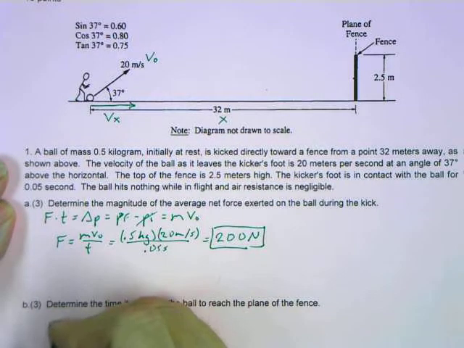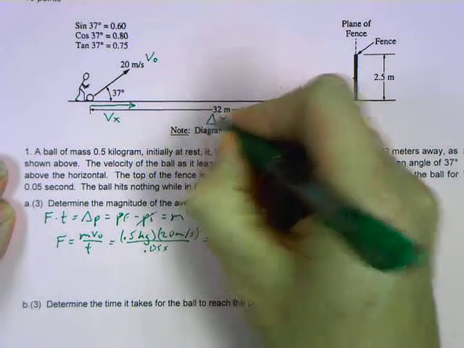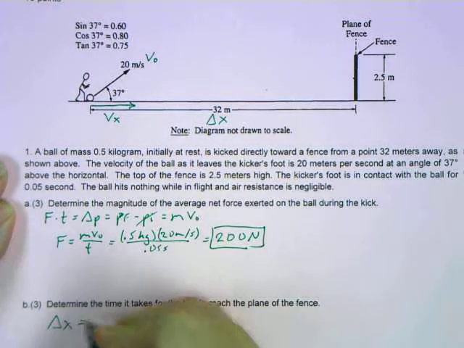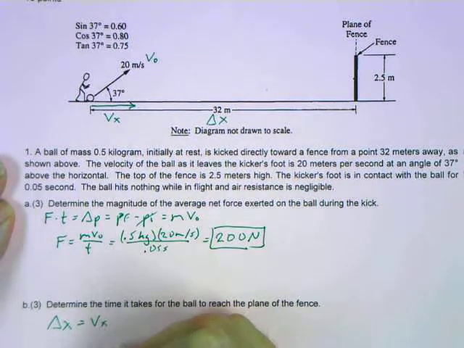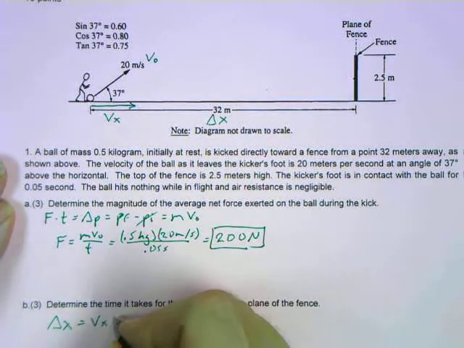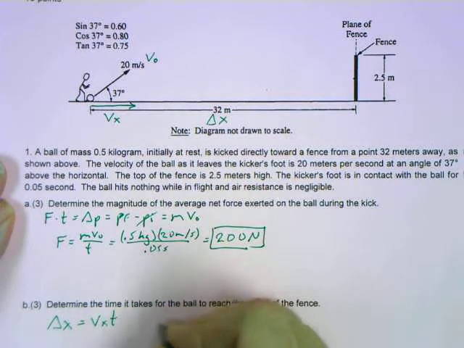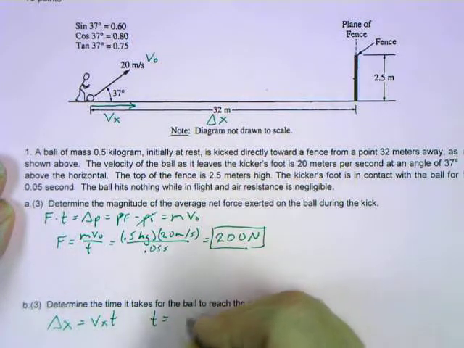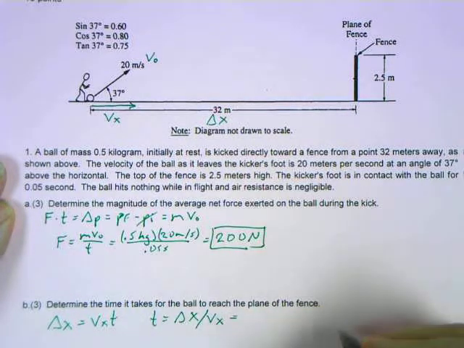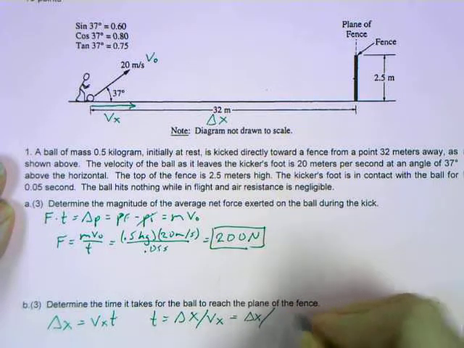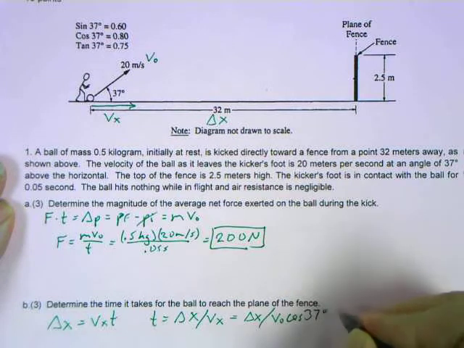So my delta x is equal to v sub x multiplied by t. We actually want to solve for t. T is equal to delta x divided by v sub x. V sub x, on the other hand, is v naught times, we decided, cosine was the correct way to go. Cosine of our 37 degrees.